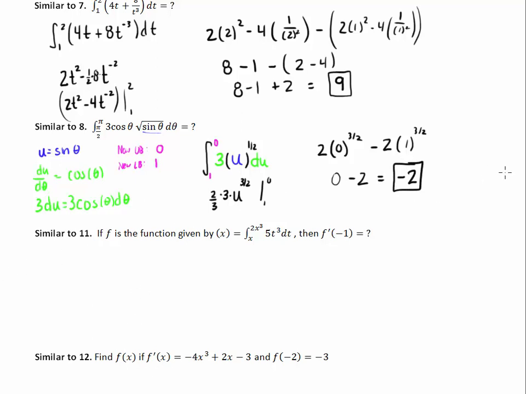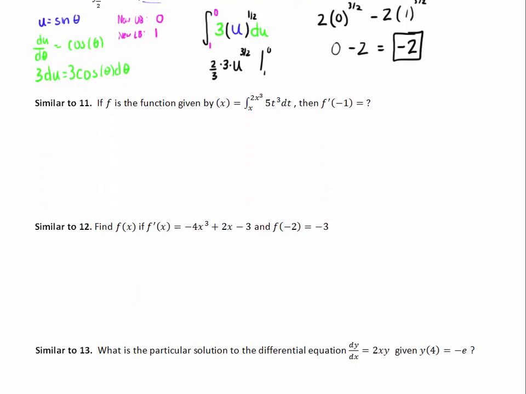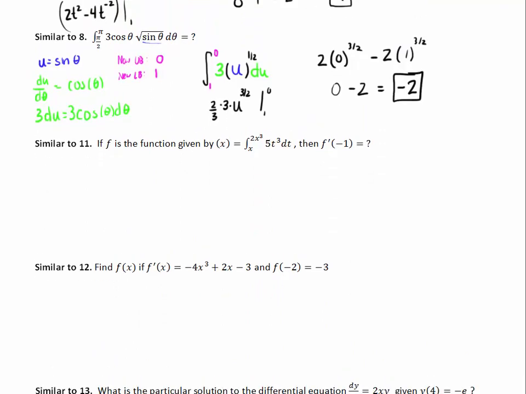All right, next problem. Problem number similar to 11. It's now that I have to really watch myself that I don't make mistakes because I can smell the end. We're almost there, and that's when I start making mistakes. Not that I haven't made plenty of mistakes already. All right, similar to 11. If f is the function given by, we're calling this f. Sorry, there's a missing f right there.